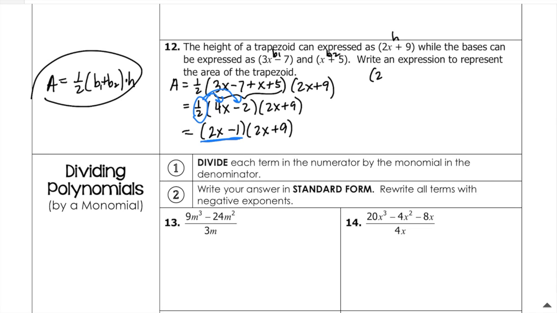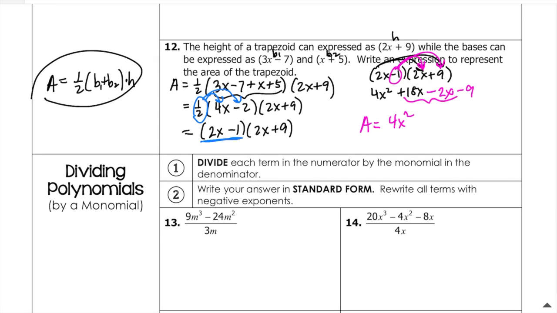So I have 2x minus 1 and 2x plus 9: 2x to 2x, and 2x to 9. 2x times 2x gives me 4x squared, and 2x times 9 will give me 18x. I'm going to do the same thing with this negative 1 and double distribute him. Negative 1 times 2x will be a negative 2x, and negative 1 times 9 will give me a negative 9. So I'm just going to combine like terms. So my area will be 4x squared.